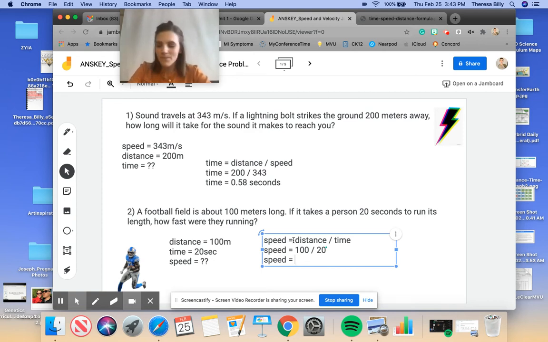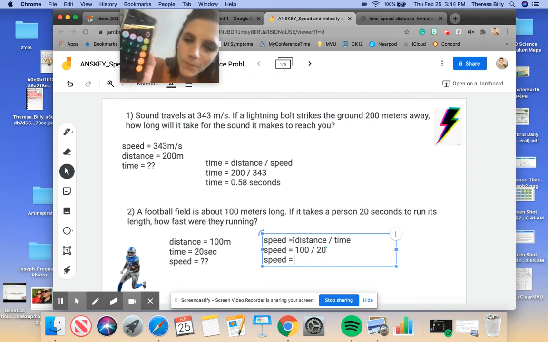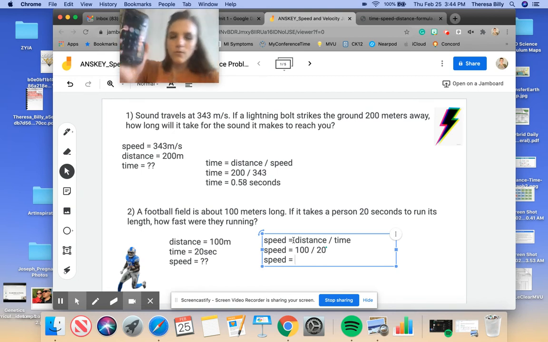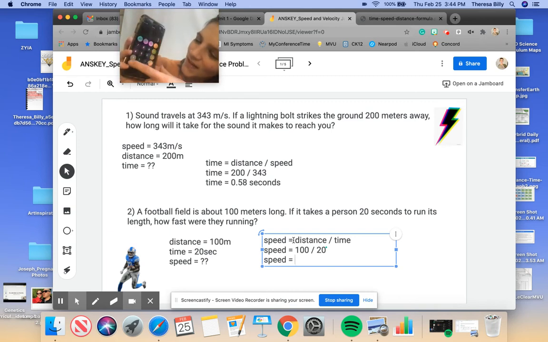5? If you're not sure, you can use your calculator, right? So you pull it up, and then you plug in 100, oh, you can see that, 100 divided by 5 is 20. Oh, what did I do? I did it wrong. You guys, 100 divided by 20 is equal to 5.